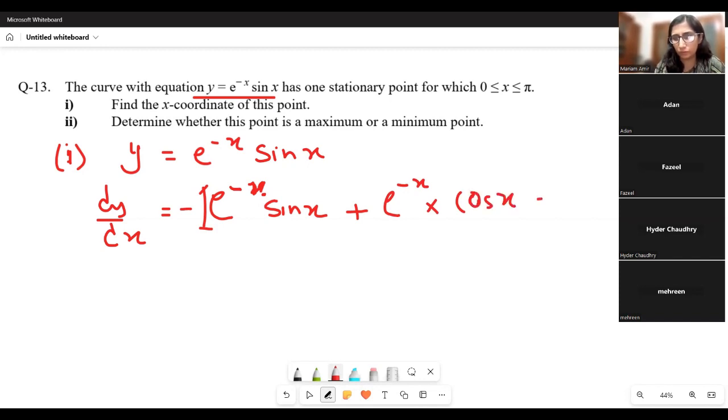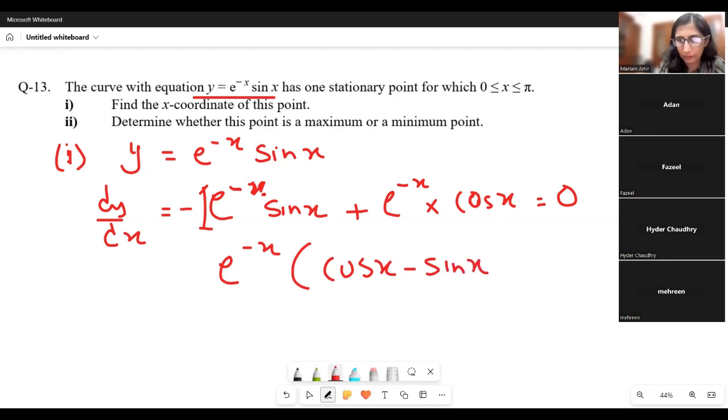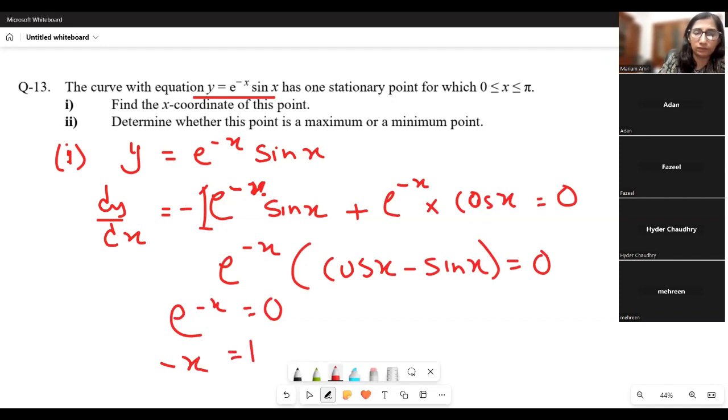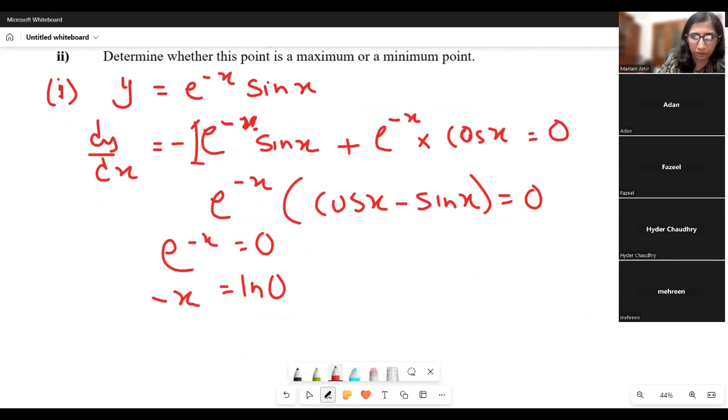And then you equate this to 0. So we're getting, let's take e power minus x common, and we get cos x minus sine x equals 0. So we're getting e power minus x equals 0. Send e to the other side or take log on both sides, you get ln 0, which is a math error. So there's no solution there.